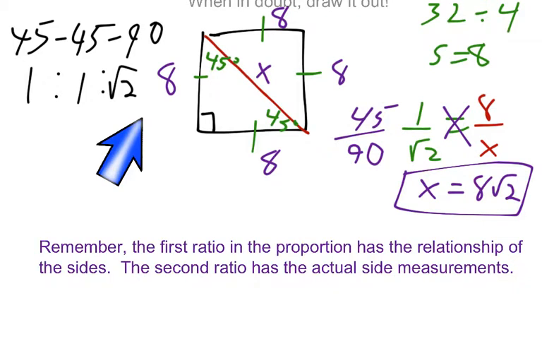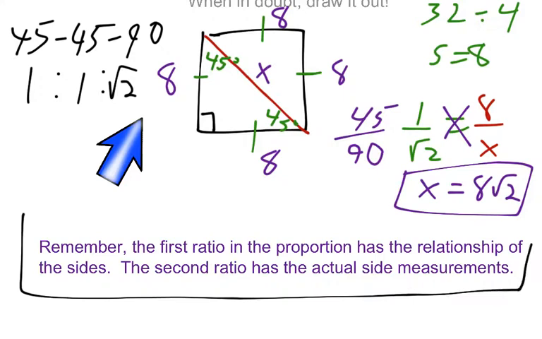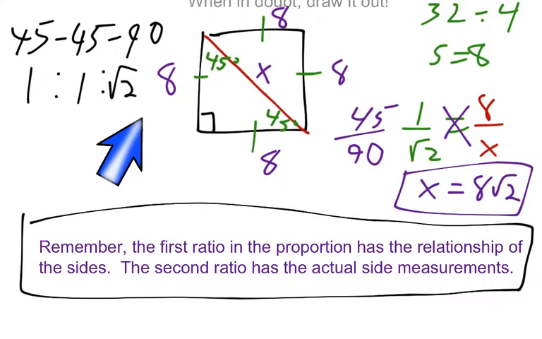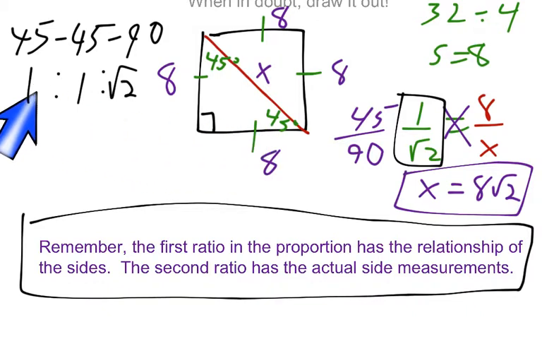And I want to leave you with one final summation here. Remember, the first ratio in the proportion, so like up here, the 1 to square root of 2, has a relationship of the sides. Now the second ratio has the actual side measurement. So there you have to look at the diagram. So the 45 gets an 8, and the 90 gets an x. And that's what goes here.